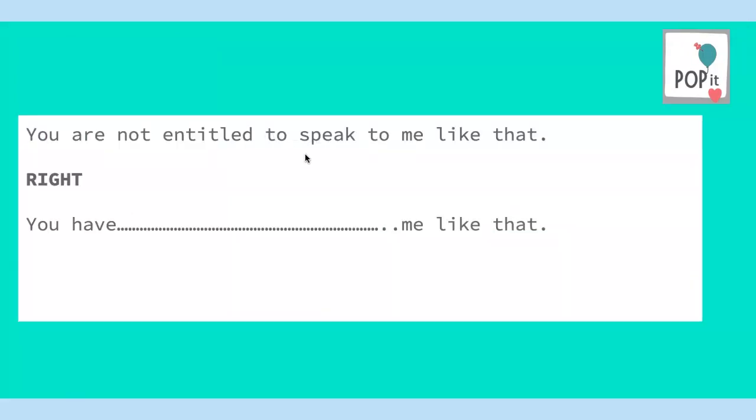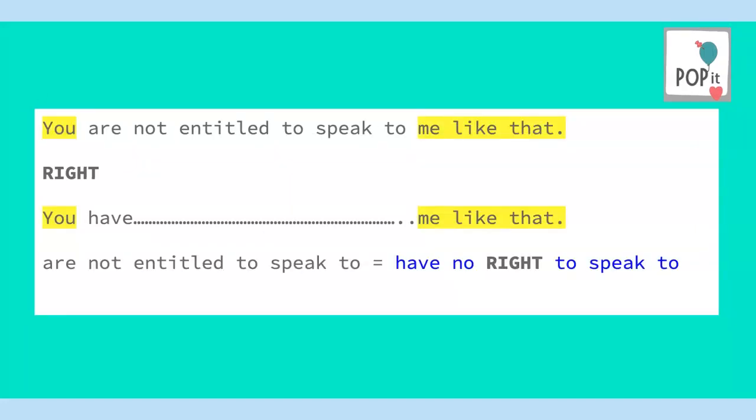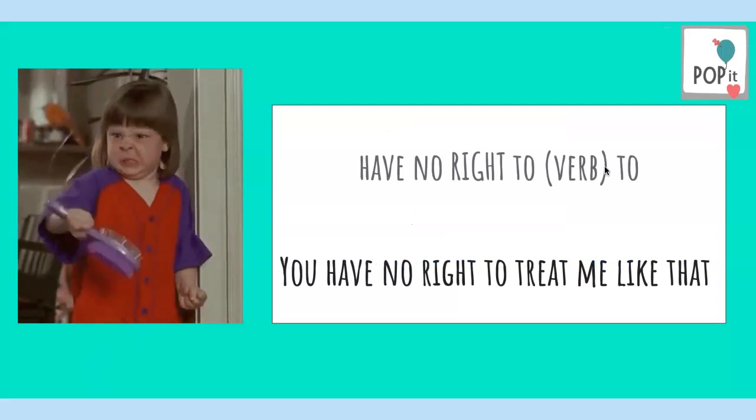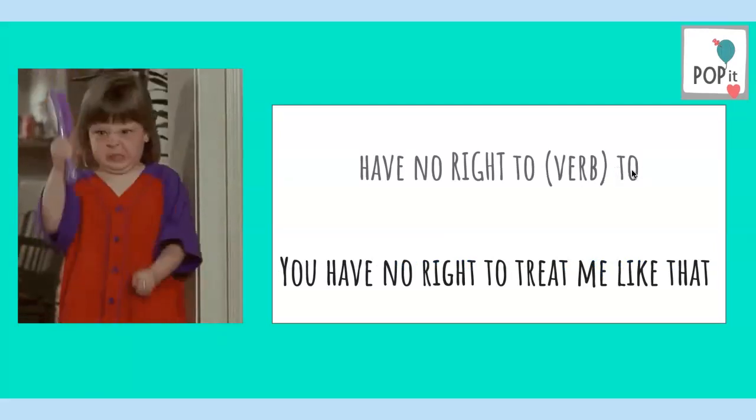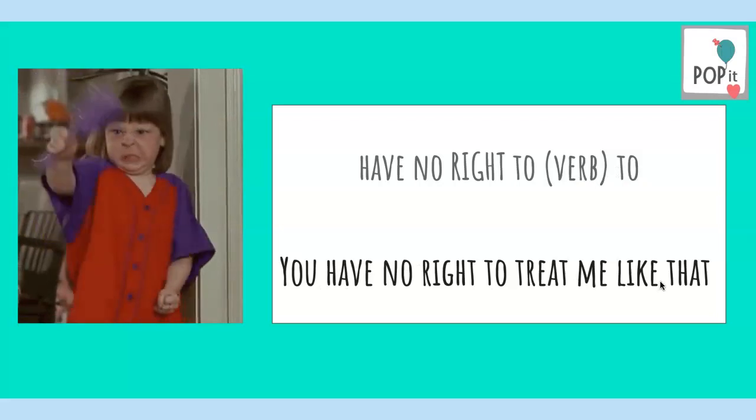You are not entitled to speak to me like that. And right. So you have blank me like that. Repeated information, me like that, and you. So I have to paraphrase are not entitled to speak to, which is have no right to speak to. You have no right to speak to me like that, right? So have no right to, a verb, and to is you have no right to treat me like that.